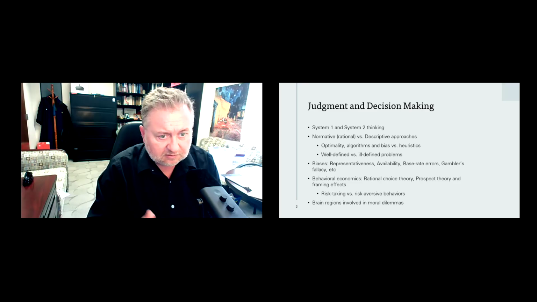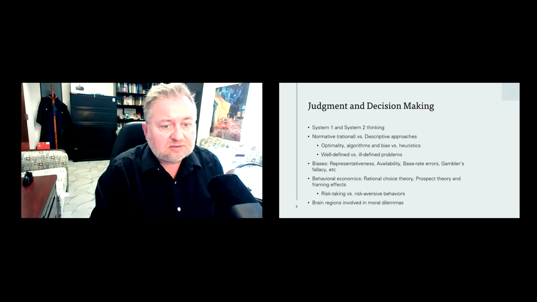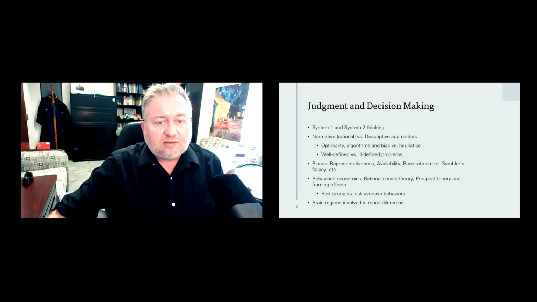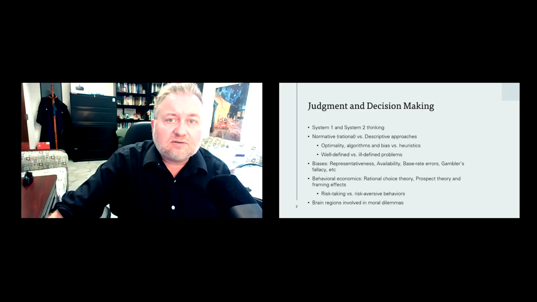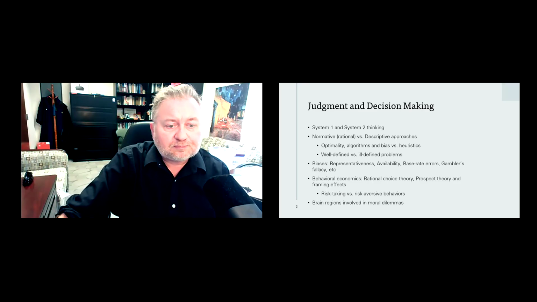So let's go through this here. We'll start with chapter 9. We talked about judgment and decision making. We've talked about Kahneman's system 1 thinking and system 2 thinking, right? So those fast, intuitive kinds of judgments versus more slow, deliberate kind of judgment processes.